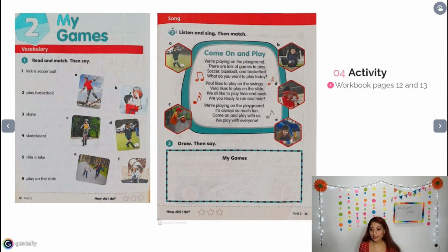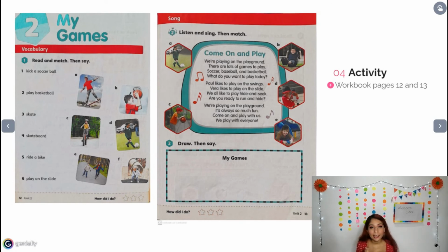Page 13 says, listen and sing, then match. And we have the same song that we listened to in the student's book, and it says, come on and play. We have pictures A, B, C, D, E, and we're going to listen and match. So we're going to match this vocabulary with the pictures. What vocabulary is this? What are their names? You're going to find this vocabulary in the song. You have the lyrics in here.